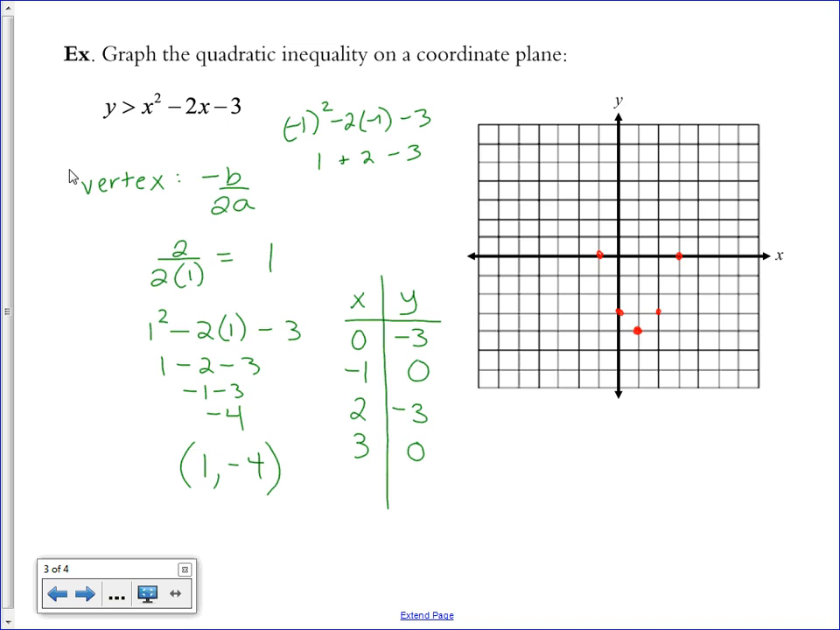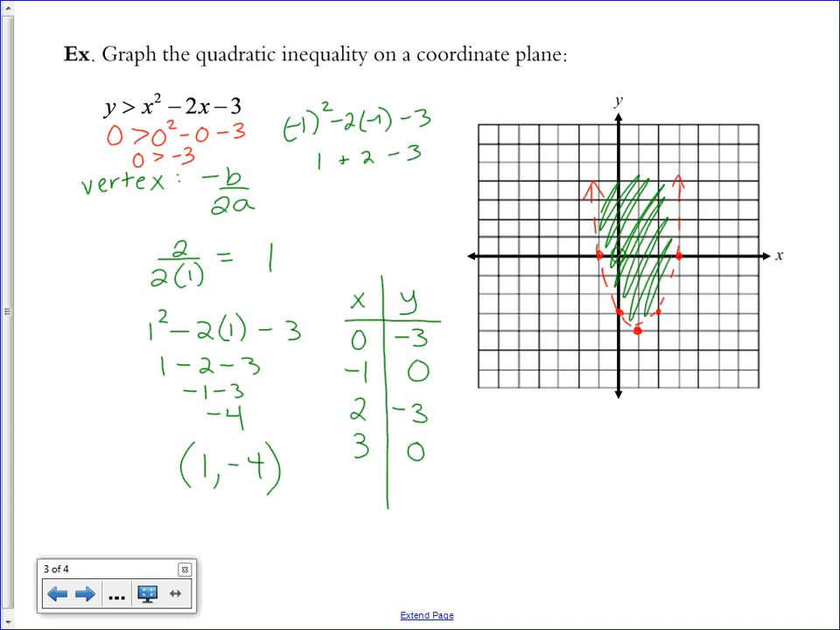And now when I connect the dots to create the parabolic curve, because it's a greater than sign, it does not have an equal sign. It's going to be a dashed line. And then I need to determine whether I'm shading inside the parabola or outside the parabola. So I'm going to take this value 0, 0, which is not on the curve, and I'm going to plug it into the original inequality and see if it satisfies it. So I have 0 is greater than -3. So because 0 is greater than -3, that's a true statement. That means I want to shade in the region that includes 0, 0, which is inside the parabola.